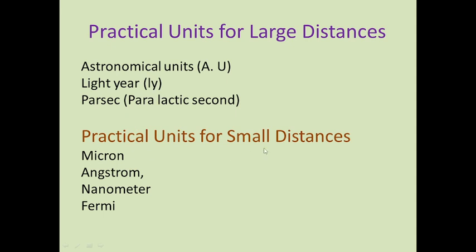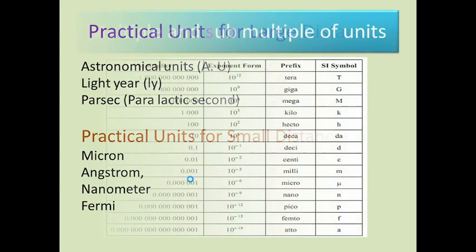Then practical units for small distances are micron, angstrom, nanometer, Fermi. Micron is 10 to the power of minus 6, angstrom 10 to the power minus 10, nanometer 10 to the power minus 9, and Fermi 10 to the power minus 15. These are the small distances.